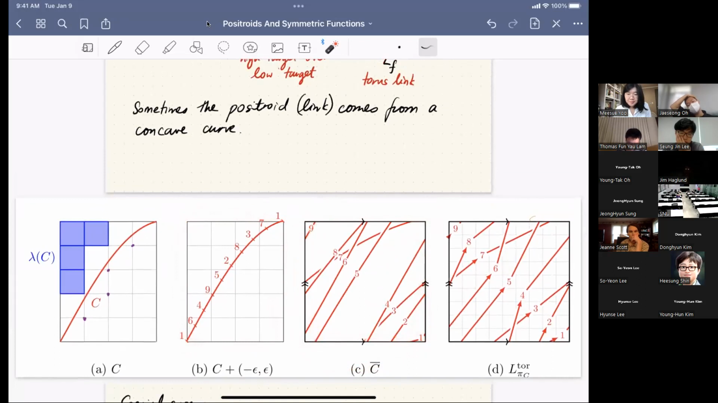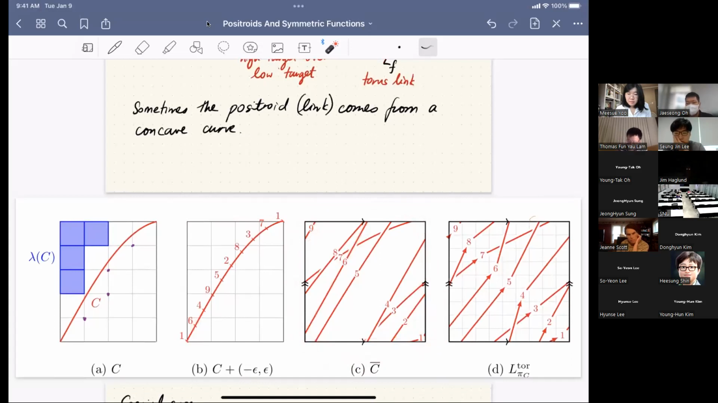So this, for example, this part here is this part. Okay. So this whole strand projects here, and you're going to see many strands, and the number of strands you see here in this picture is just the number of squares that this curve passes through. And then you can ask whether this picture is isotopic to a picture that you get from a positroid. And in this case, yes, it is.